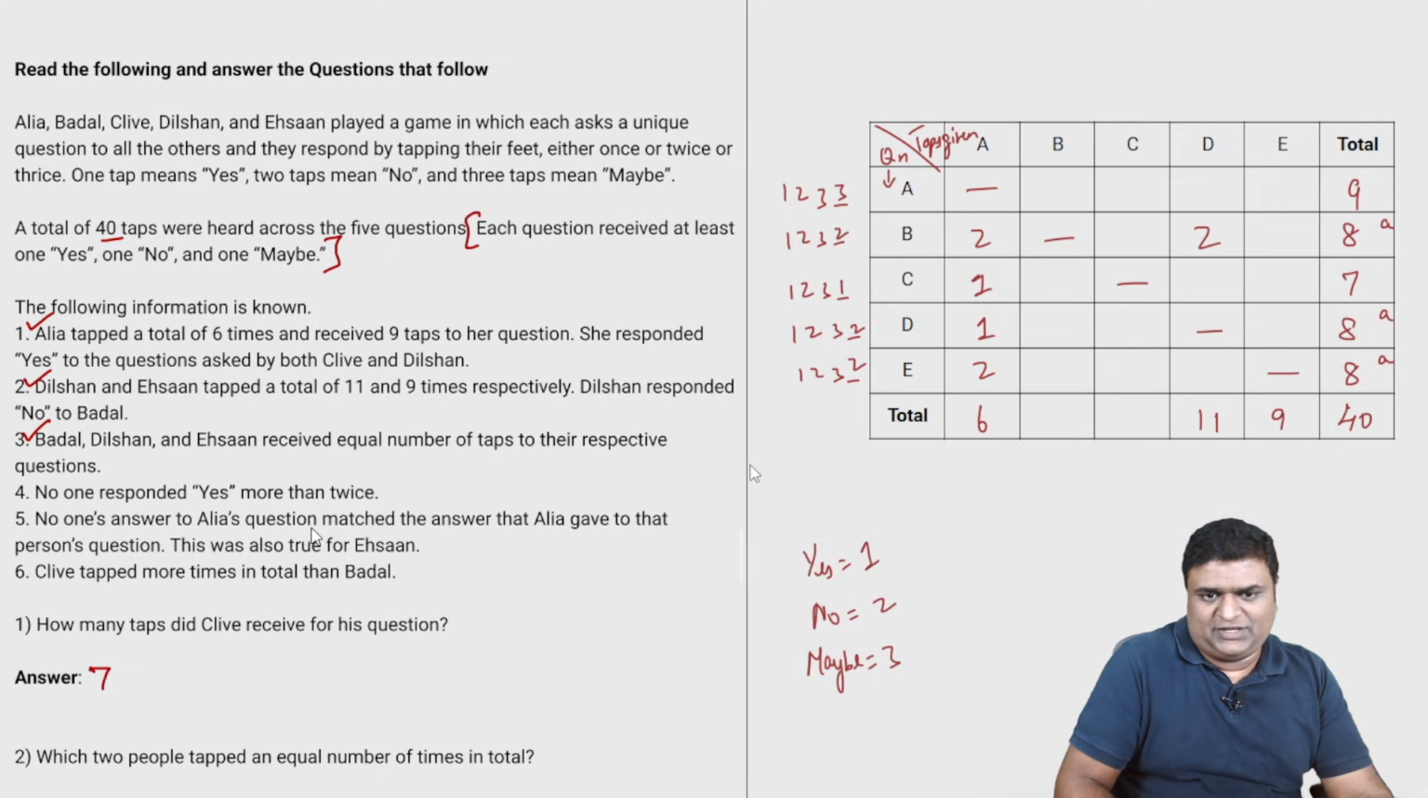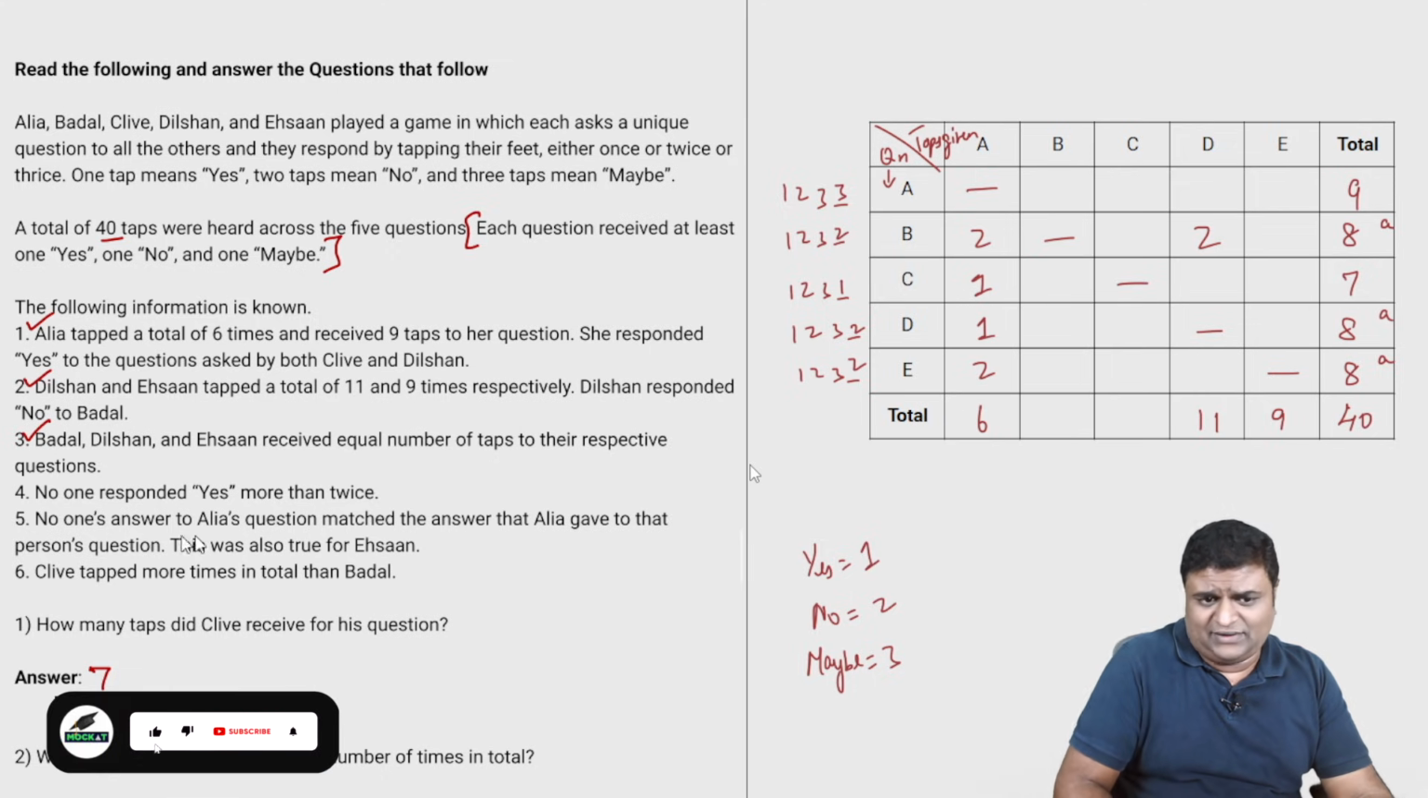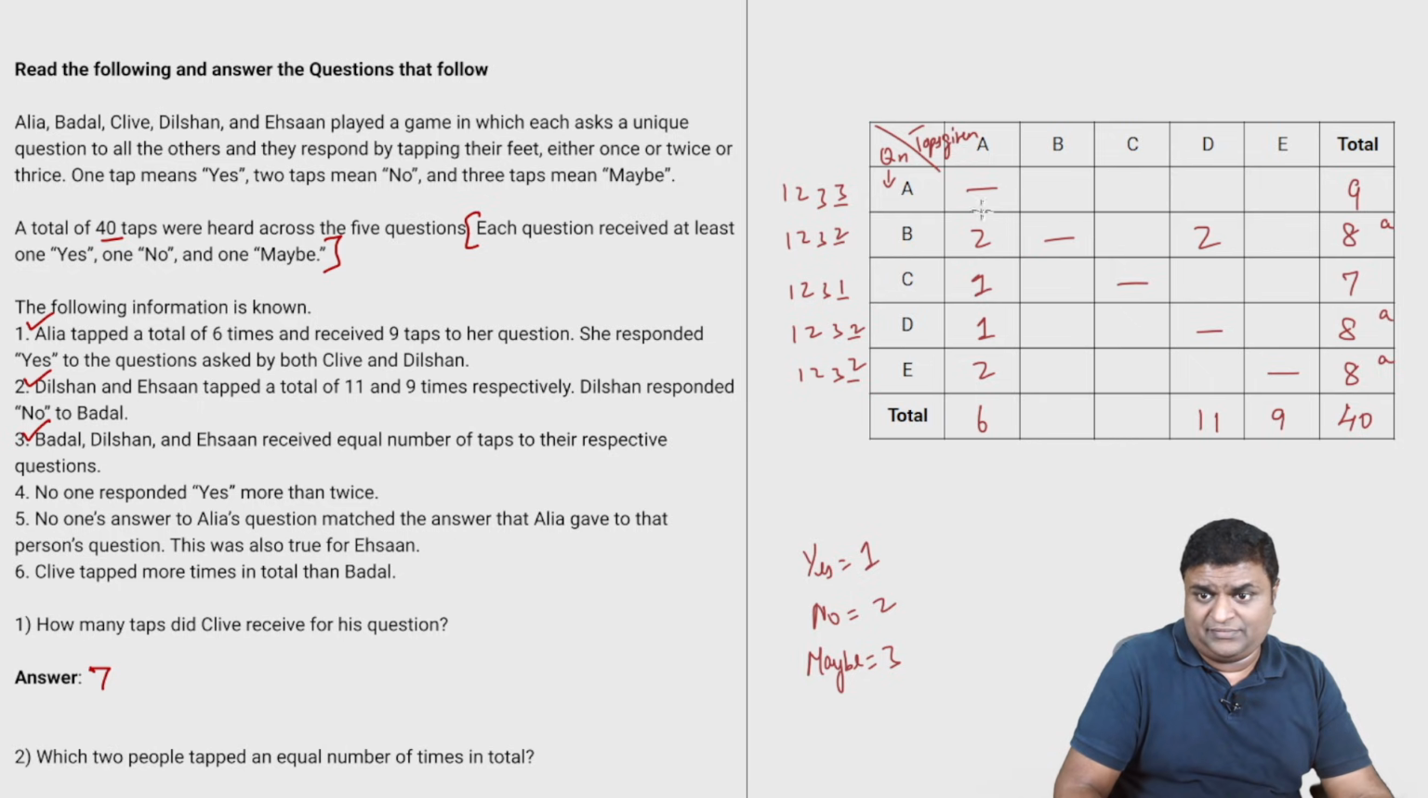No one's answer to Alia's question matched the answer that Alia gave to that person's question. Okay. Taps given by Alia was not the same as taps received by Alia. The A to B combo is not the same as B to A. Okay. That's interesting.